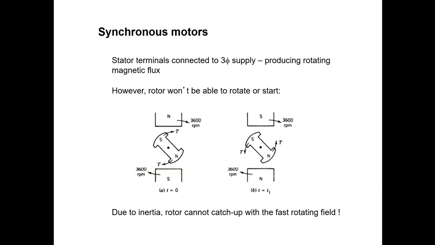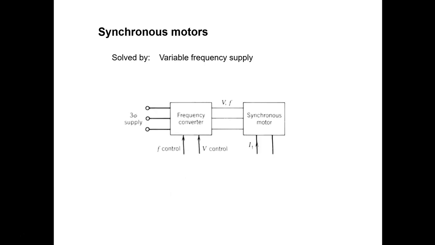When we excite the rotor, the rotor becomes an electromagnet with its own north and south pole, which is shown here. Because the rotor has its inertia, it will not be able to follow this fast rotating flux. The rotor will not be able to start rotating, or the synchronous motor will not be able to start if we directly connect this three-phase supply to the stator. So how do we solve the problem of starting the synchronous motor? There are two ways to do that.